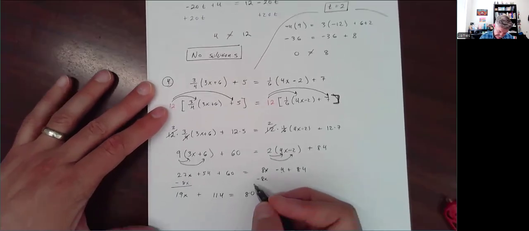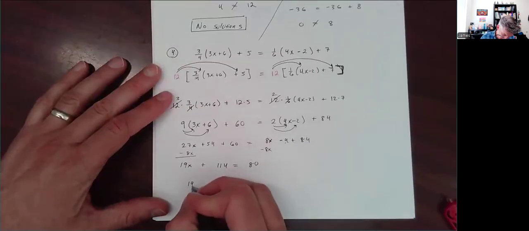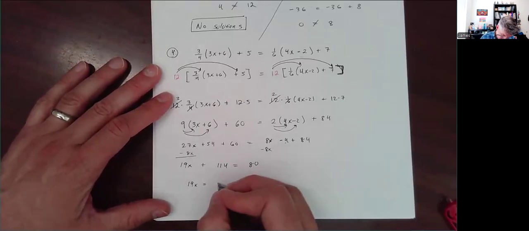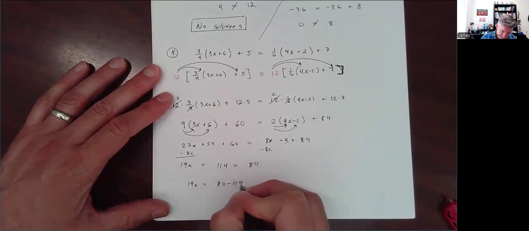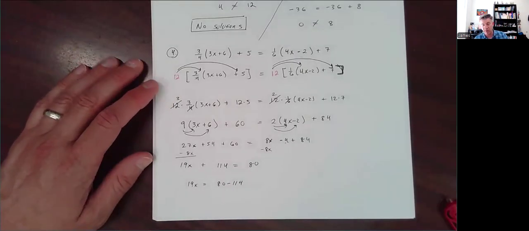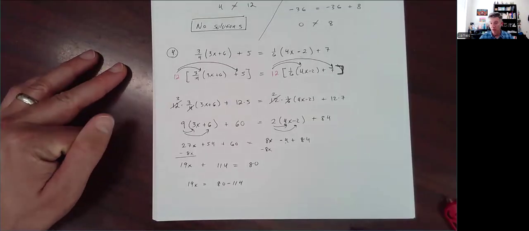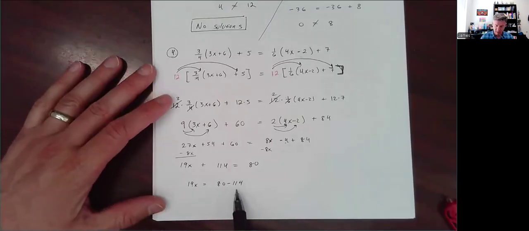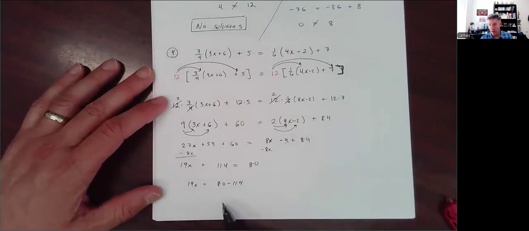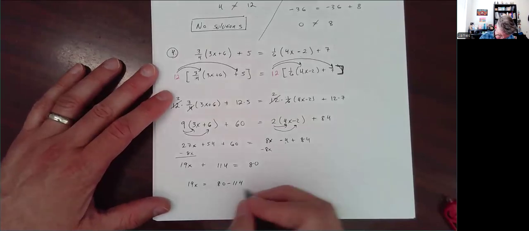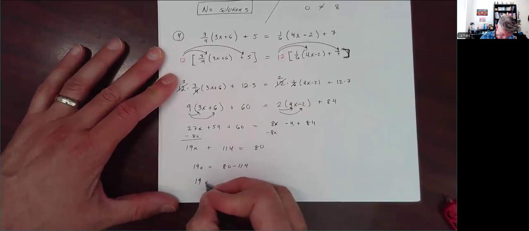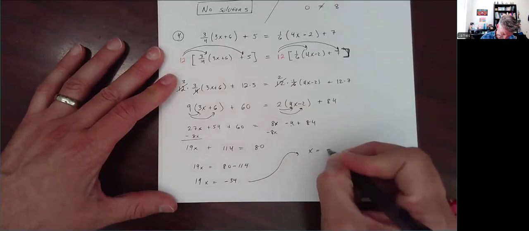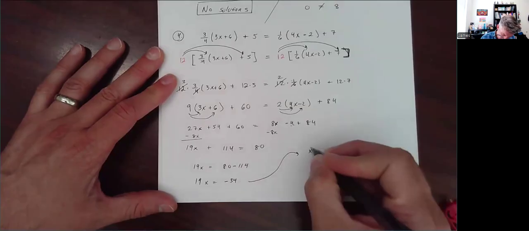Subtract 114. So I'm going to get 19x equal to 80 minus 114. So 114 minus 80 would be 34. So 80 minus 114 is negative 34. When you subtract things in the wrong order, you're going to get a negative number. But the way you find it is you just subtract them in the easier order, the bigger minus the smaller, and then it's the negative of that. So this is 19x equal to negative 34. So that means we're going to get x equal to negative 34 divided by 19.